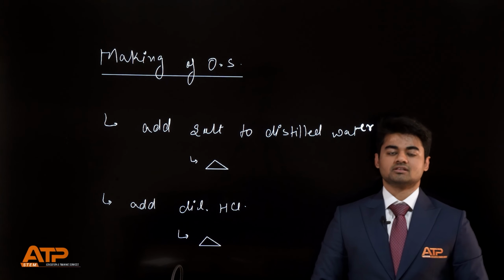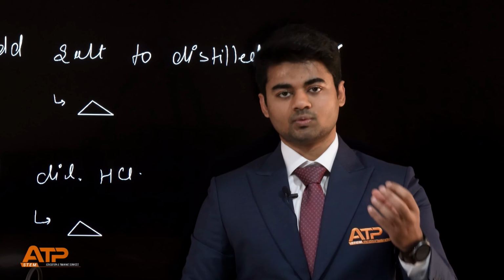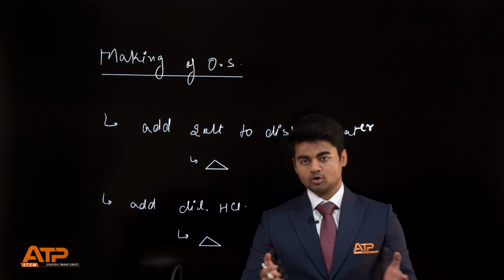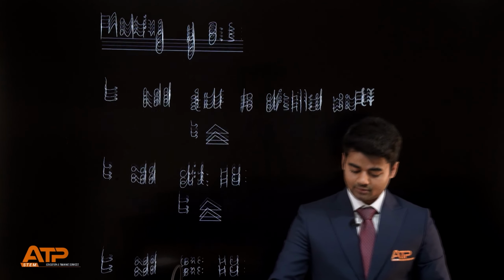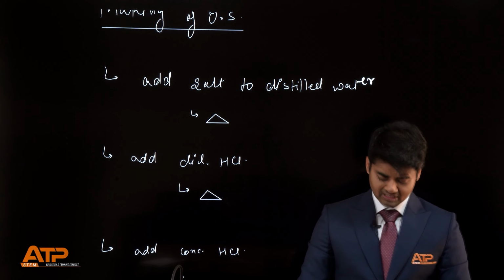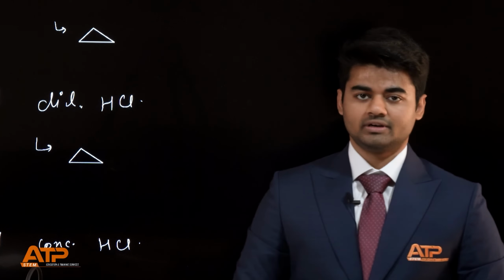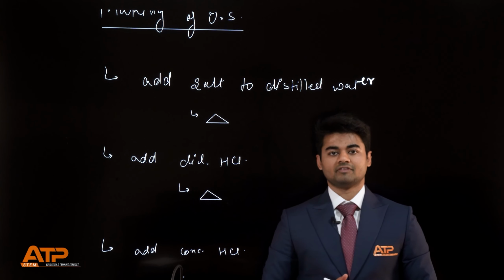How to make original solution? Let's start. Generally the salt given is white in color. So we add that in water. If it is dissolving, that is our original solution and we will move on with that. Otherwise, we will heat it. If it is still not getting dissolved, we will add some drops of dilute HCl. We will stir it. If it is getting dissolved, that is the original solution, move on with that.